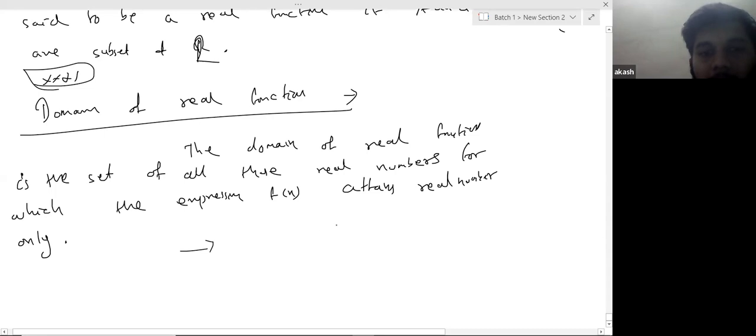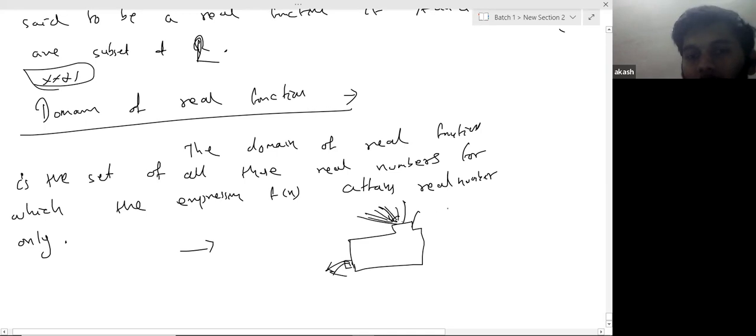Assume a function as a juicer. All right. A juicer. Something like this. If you put oranges here, you will get orange juice, right? If you put guavas, you will get guava juice. Strawberries, you will get strawberry juice, and so on. Whatever the value you put, that is called domain. What the values you get is called range, right? This we all know.